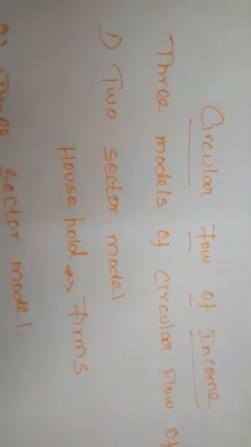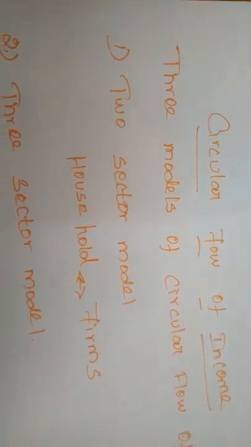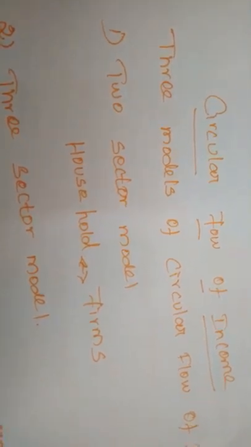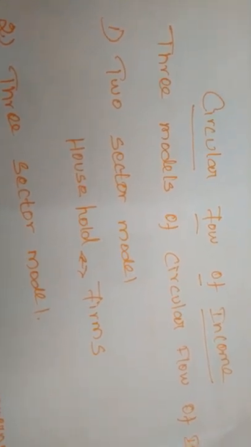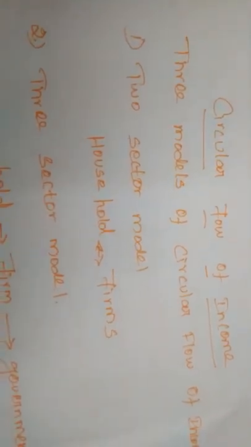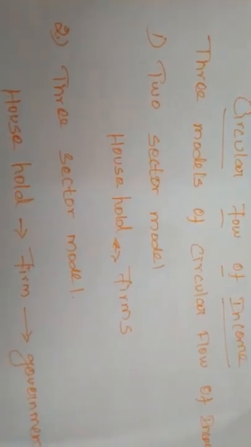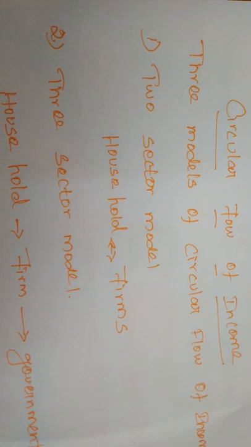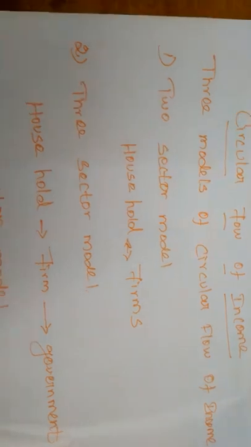Yesterday also we studied the circular flow of income, so we will just recall that. Do you remember what I told yesterday about the circular flow of income? The circular flow of income is a model of an economy. It shows the connection between different sectors of an economy. The sectors are the two sectors, three sectors and four sectors. The households, the firms and the government are called the sectors.